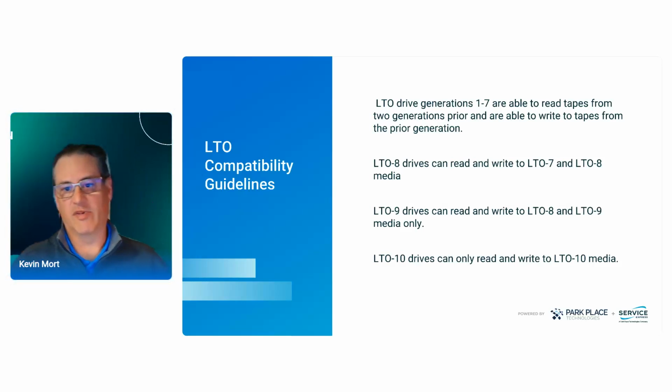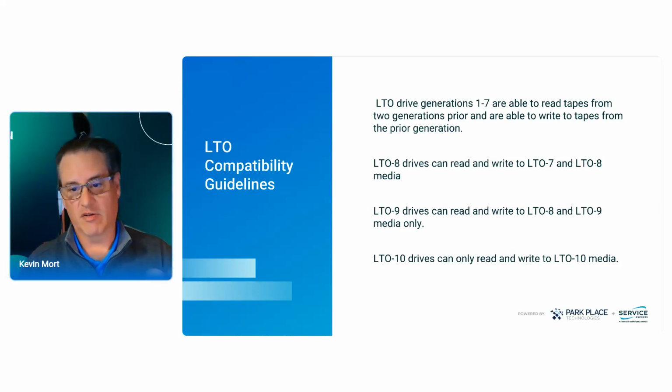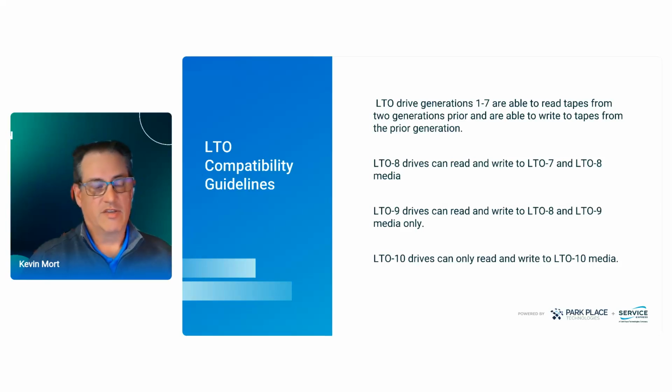LTO guidelines used to be an N-1, N-2 concept. It's not necessarily the case anymore. You remember LTO 1 through 7, reading tapes two generations back from the prior. Well, LTO 8 sort of does that, except it's just LTO 7 and 8. LTO 9 reads and writes LTO 8 and 9. LTO 10 can only do LTO 10. So there are a few more considerations with that. We might not actually be able to go as far down that road of backwards compatibility as you'd like, which is why we tend to end up attaching the old drive to the new one sometimes.